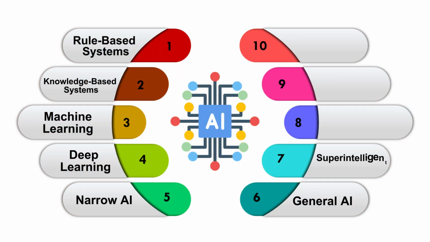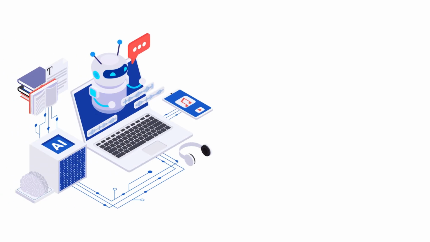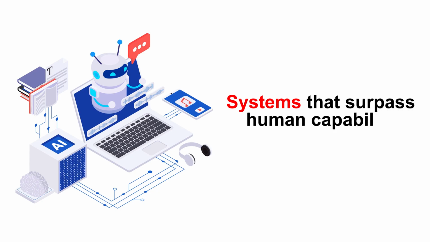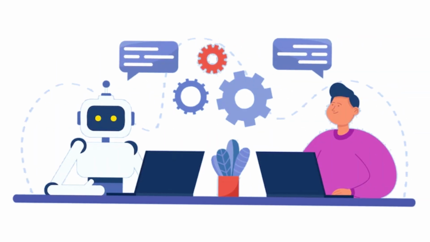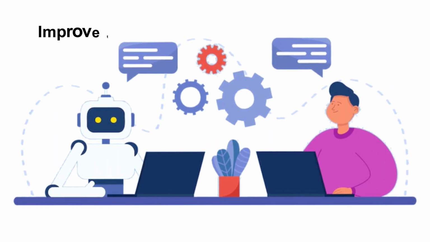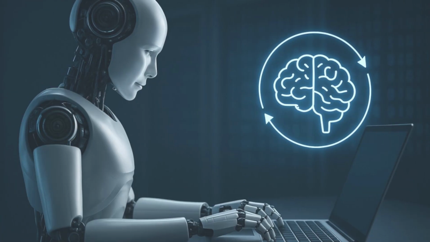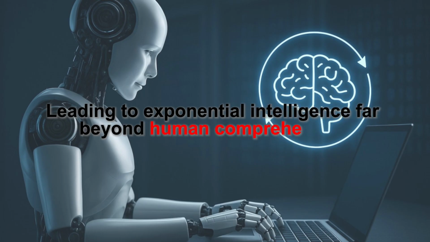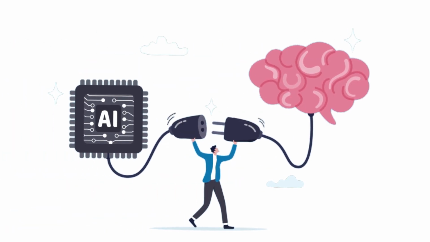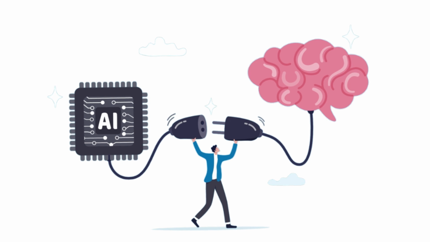Stage 7 is superintelligent AI, also known as systems that surpass human capability entirely. Unlike us, they wouldn't just learn, they could improve themselves, creating loops of recursive self-enhancement. Each cycle could accelerate, leading to exponential intelligence far beyond human comprehension. This stage is speculative, but the implications dominate debates.